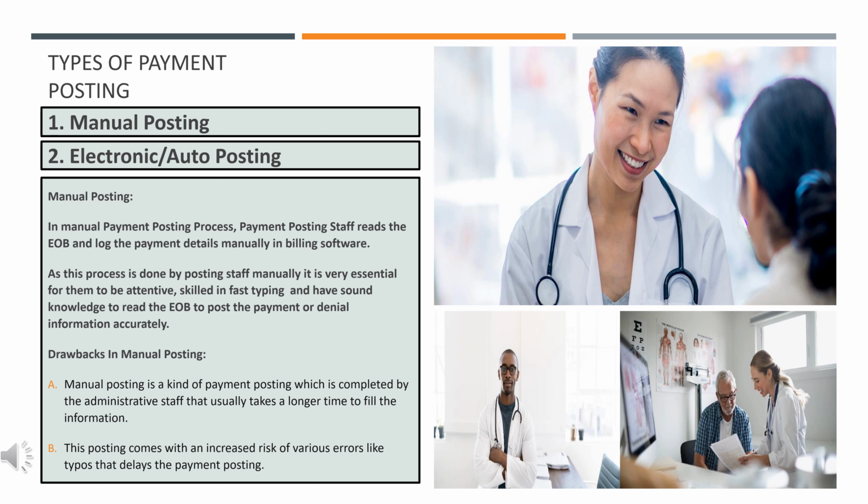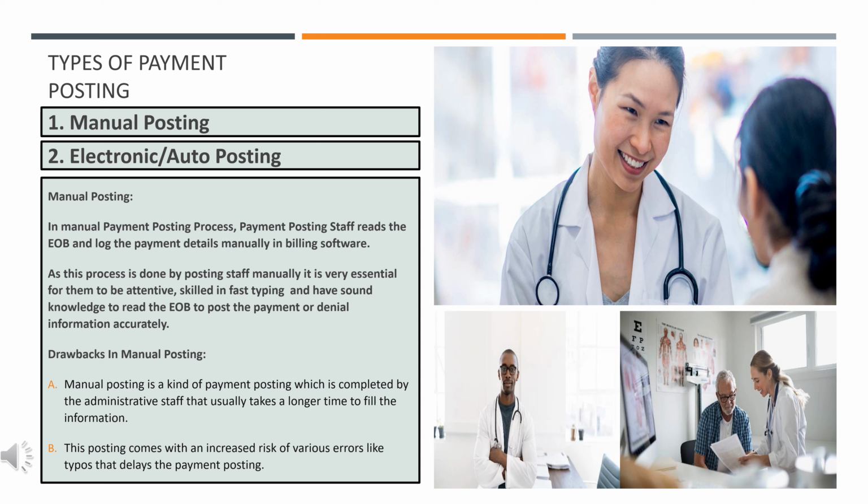In the manual payment posting process, payment posting staff reads the EOB and logs the payment details manually in the billing software. As this process is done by posting staff manually, it is very essential for them to be attentive, skilled in fast typing, and have sound knowledge to read the EOB to post the payment or denial information in the billing system accurately. As this whole activity is done manually, there exist some drawbacks.